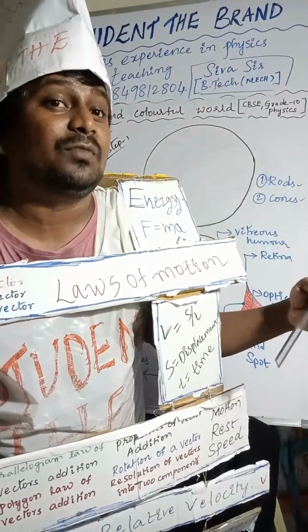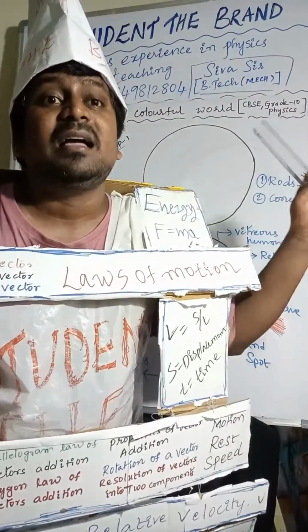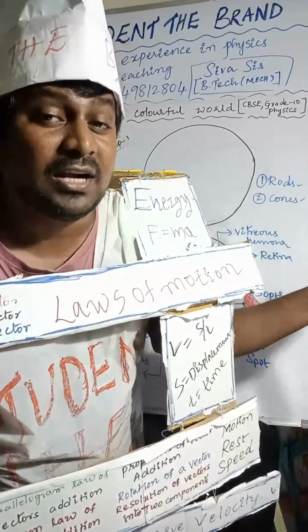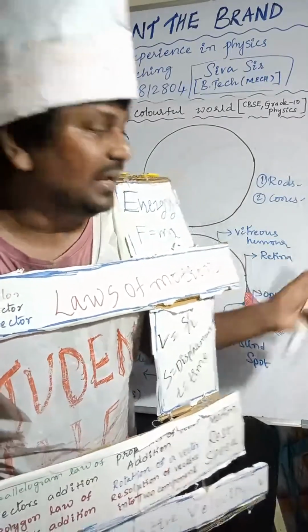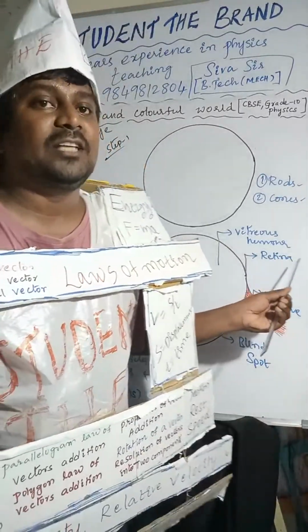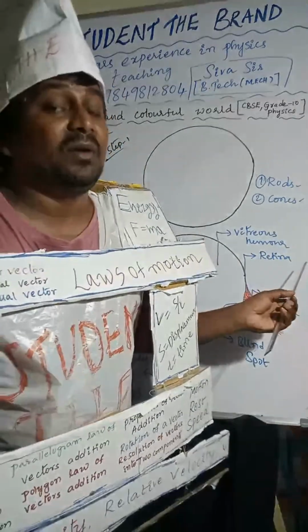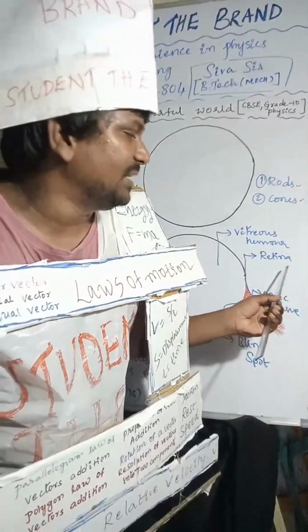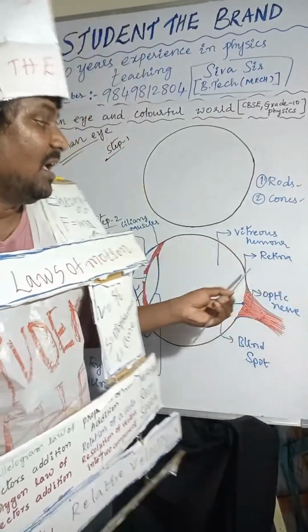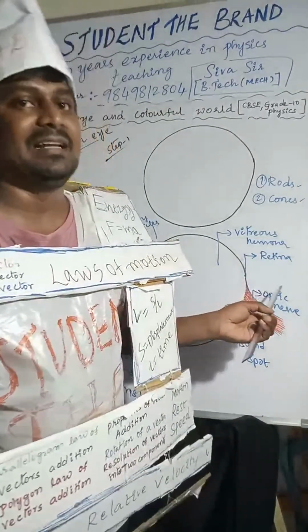What is the nature of the image formed at the retina? Real and inverted. And that image will be converted in the form of electrical signals that will pass to the brain through the optic nerve.